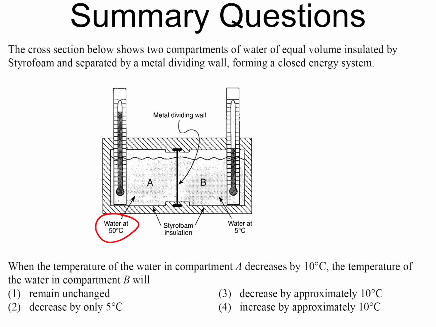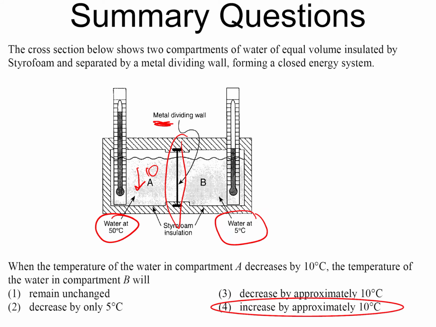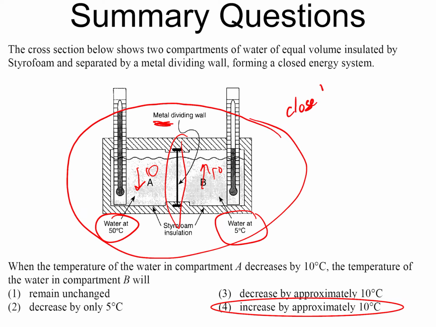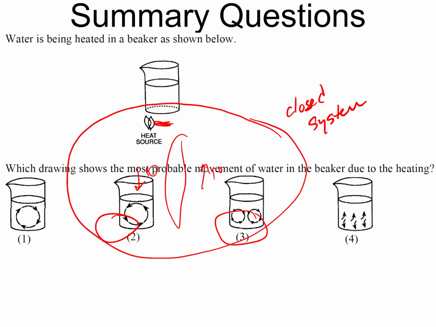Okay? Here's another one. So here is A, where the water is 50, and B, where the water is 5 degrees. And you have a metal dividing wall, which is here. And remember, metals are good conductors. When the temperature of the water in compartment A goes down by 10, what do you think is going to happen to compartment B? If it loses 10, where did the other 10 go? It should go to B, right? And notice this is all insulated. So this is what we would call a closed system. No heat was lost, okay?